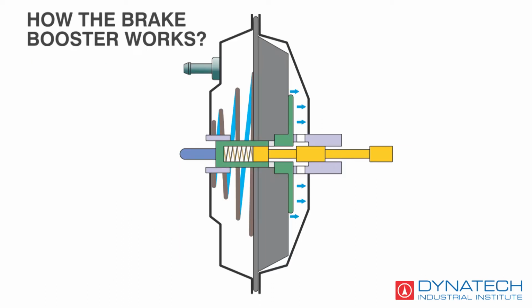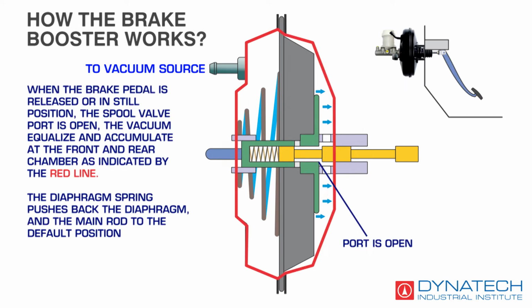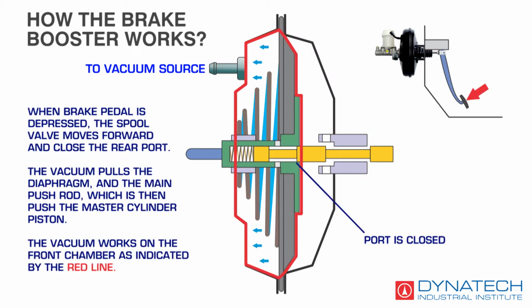How the brake booster works. When the brake pedal is released, or in still position, the spool valve port is open, and the vacuum equalizes and accumulates at the front and rear chamber, as indicated by the red line. The diaphragm spring pushes back the diaphragm and the main rod to the default position. When the brake pedal is depressed, the spool valve moves forward and closes the rear port. The vacuum pulls the diaphragm and the main push rod, which then pushes the master cylinder piston. The vacuum works on the front chamber as indicated by the red line.